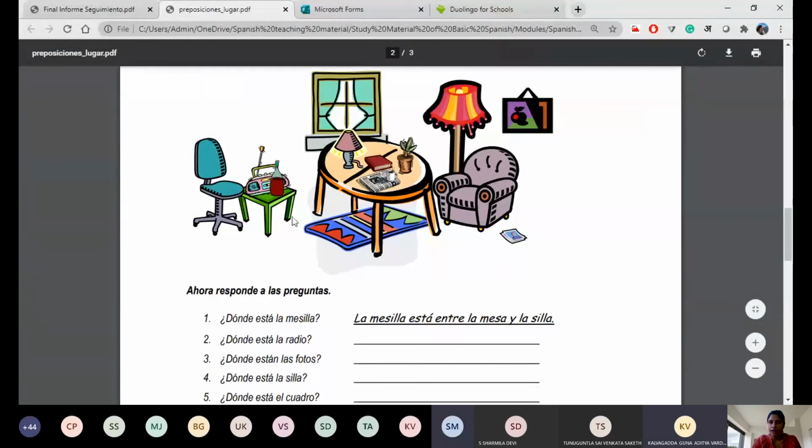So again, one thing: there are two tables. One is small, one is big. So you can use here mesa pequeña. Pequeña, yes. Okay.